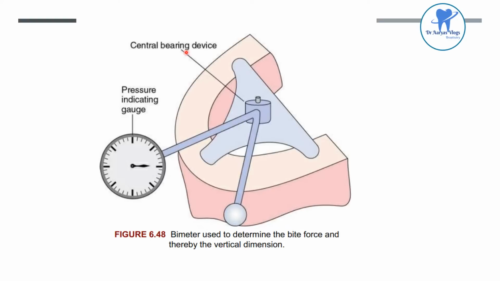The device is called the bimeter and the maximum biting point is termed the power point. So the maximum biting point is known as the power point, hence it is known as the power point method by Booth. The screw is adjusted to increase or decrease the vertical dimension and the bite force is recorded with each insertion. So the bimeter is used to determine the bite force and thereby the vertical dimension. Booth stated that the vertical dimension of occlusion is the rest position or maximum force minus 2 mm.